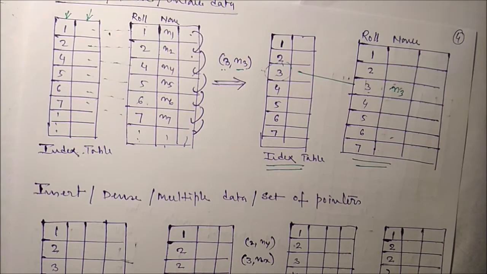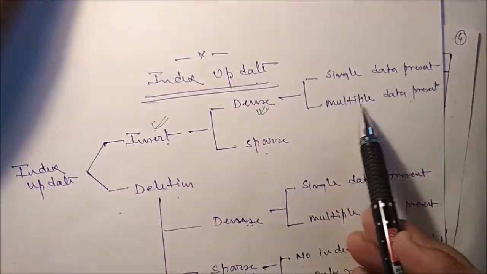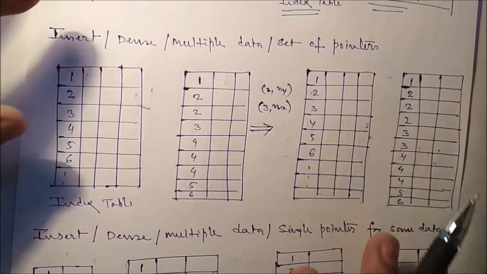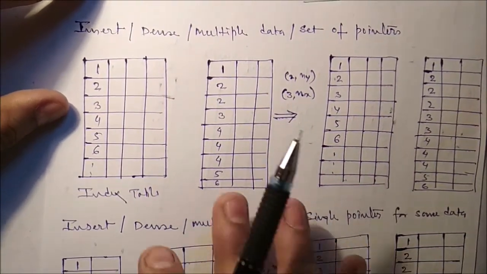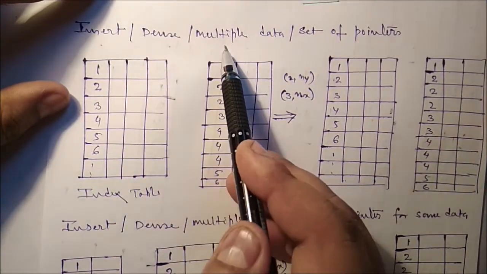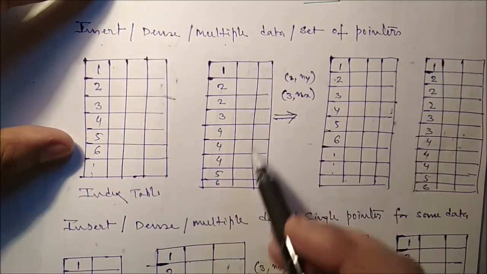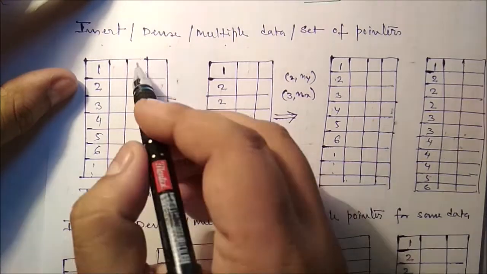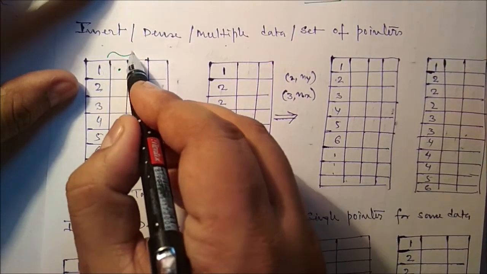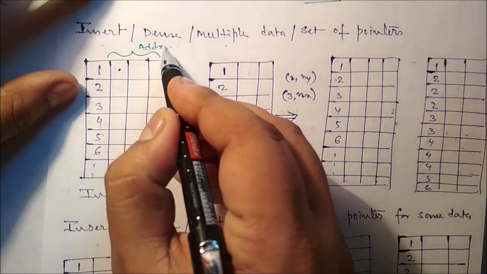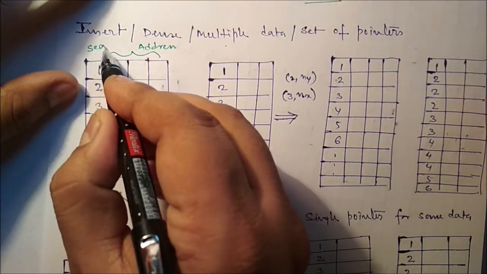Now the second case: insert, dense, and multiple data present. We can take two strategies. The first strategy is insert, dense, multiple data, set of pointers. Now this is our index table, and this is our data table. Here only a single data is stored. In this particular part are the addresses, this is our address part, and this is our search key part.